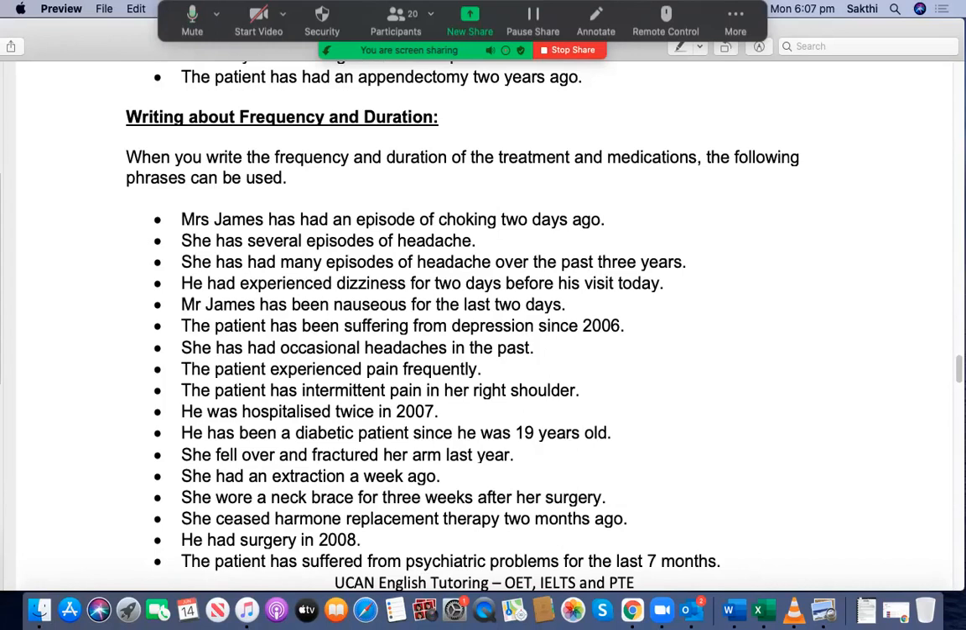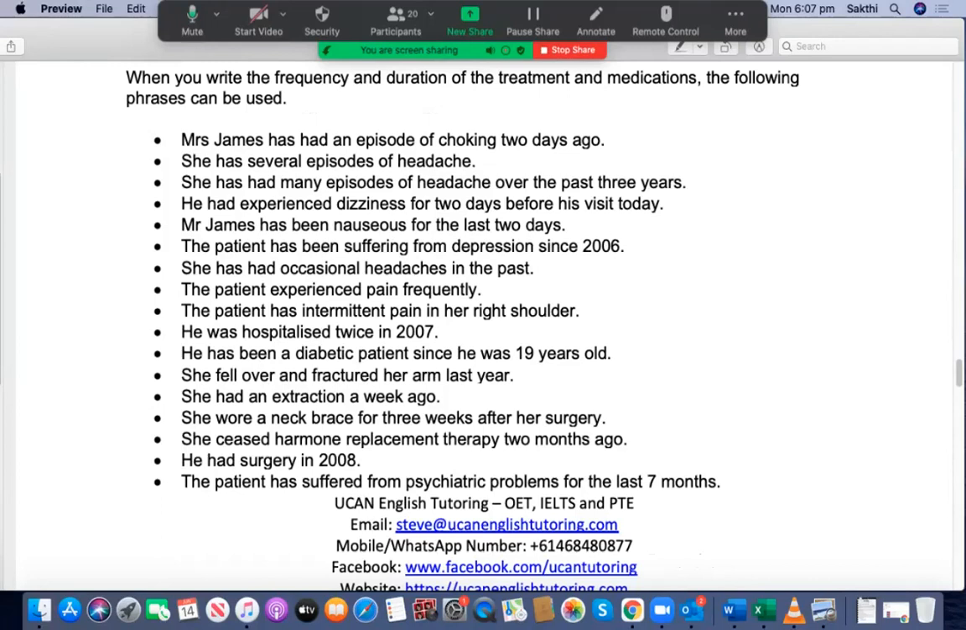All right, let's go through the next one. Writing about frequency and duration. When you write the frequency and duration of the treatment or the medications or anything else, the following phrases can be used. Remember one thing: since can only be used with a year, a date, a month, or something similar. It should not be used for a duration.